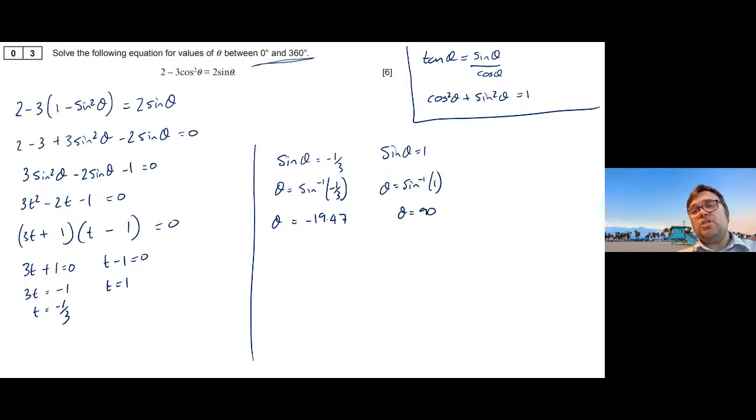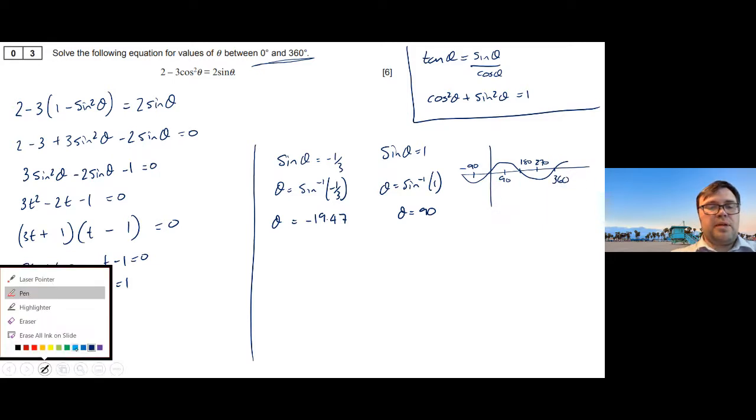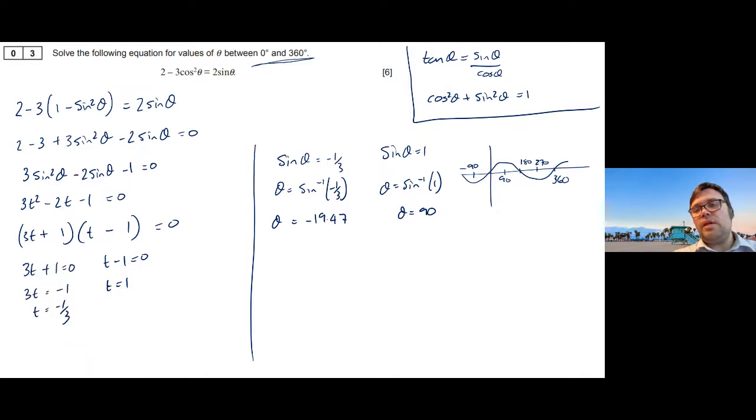A quick sketch. You don't get any marks for the sketch. The sketch is there to help you. I know some of you do use CAST. Up, down, up. So that is my minus 90. That is my 90, 180, 270. And it is my 360. So I want it in the range. If I put it in green, I want it in the range of that there.